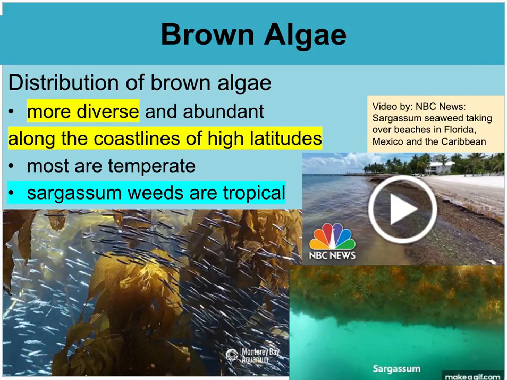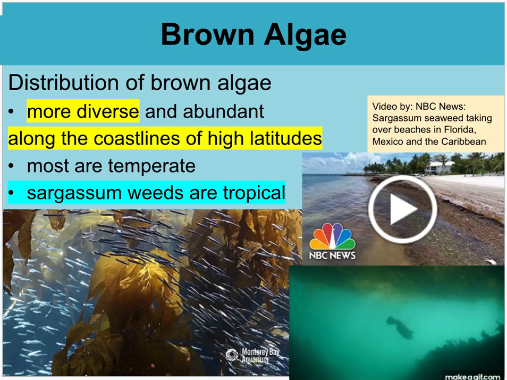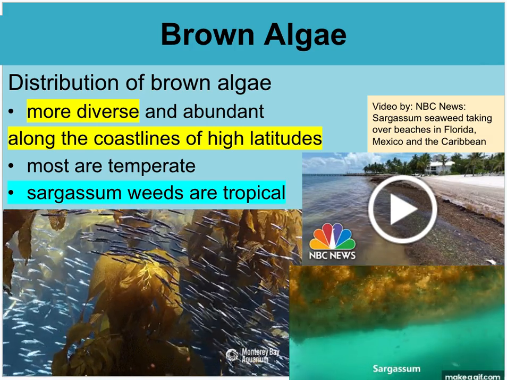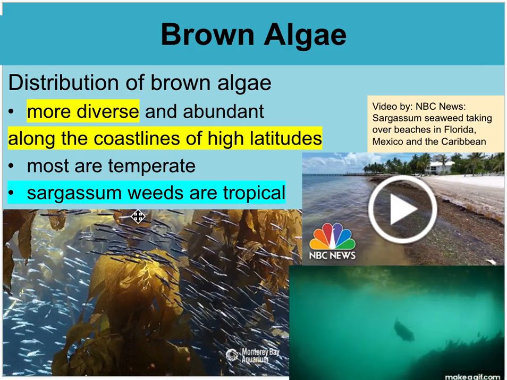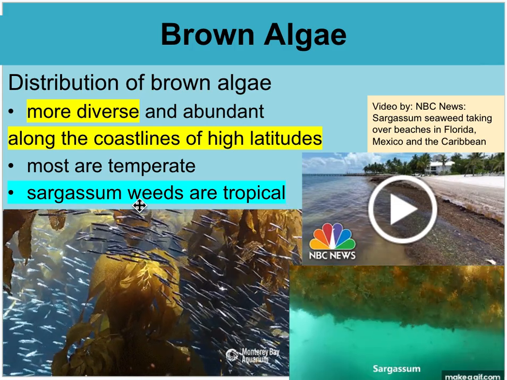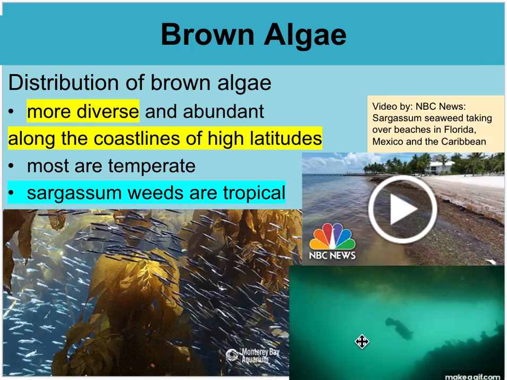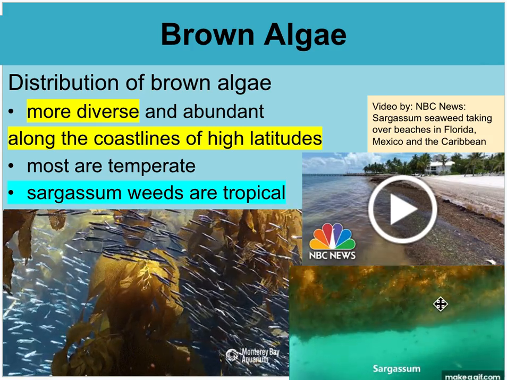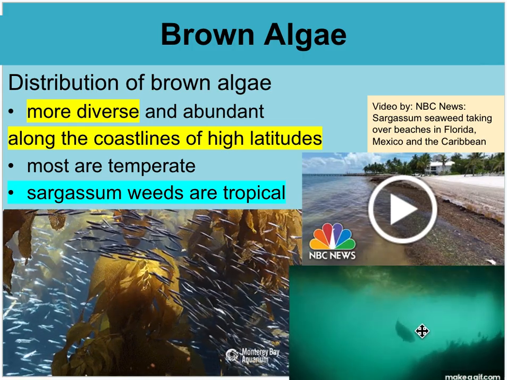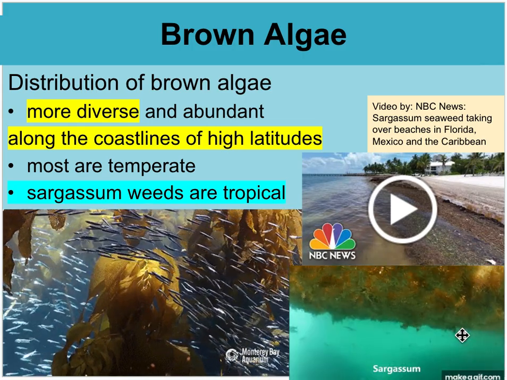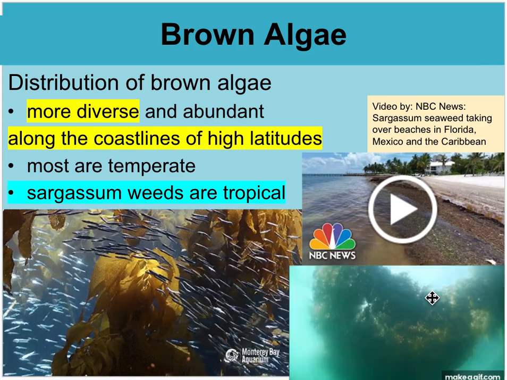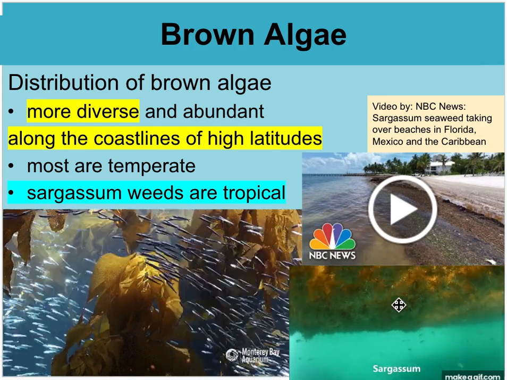They are very diverse and abundant, especially along the coastlines and higher latitudes. Most of them are temperate, although sargassum weed, which creates awesome habitat, like you see here, is a weed that grows on top of the water surface, and you can see all the animals below it that it makes these cool little habitats for, and also provides food for them out floating in the middle of the ocean.